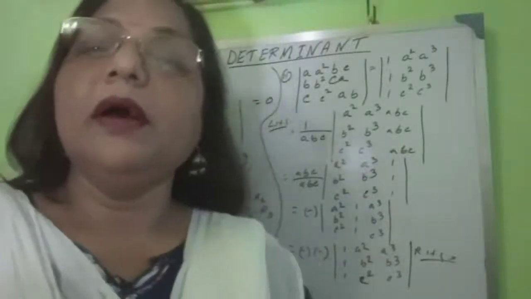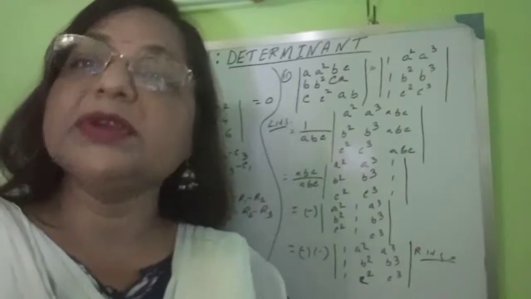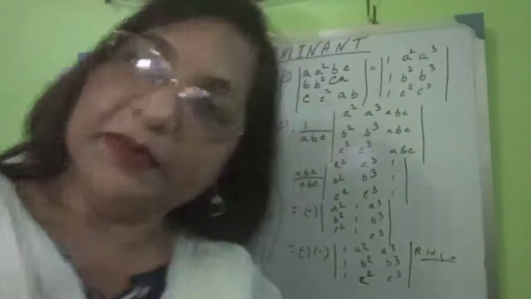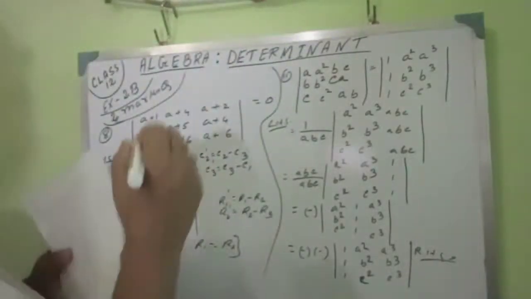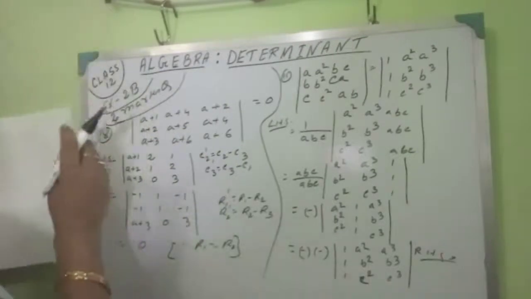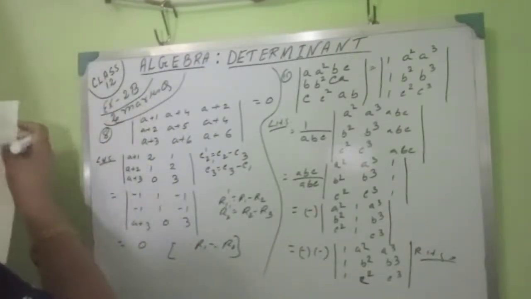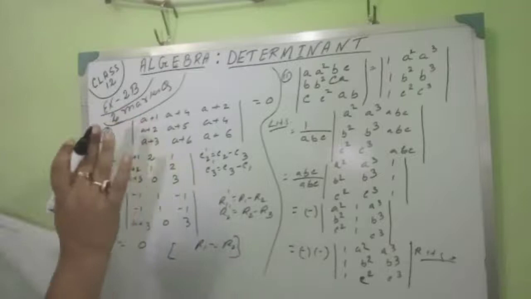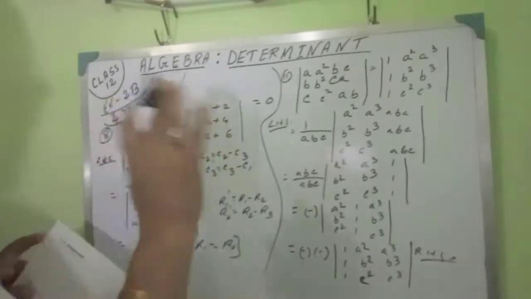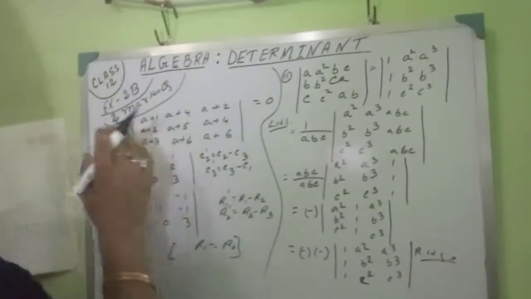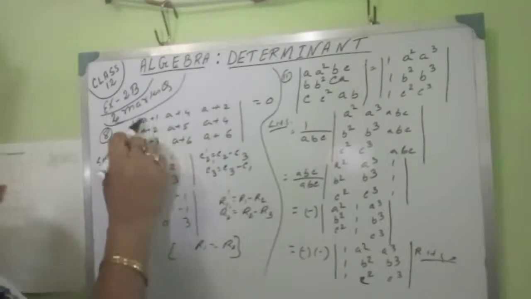Hello 12. Our 2 marks questions on determinant are not yet completed. Let us complete the 2 marks part. Next question, sum number 8. Up to sum number 7 we have already completed in the last video.